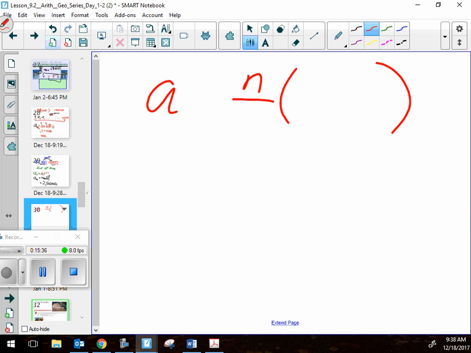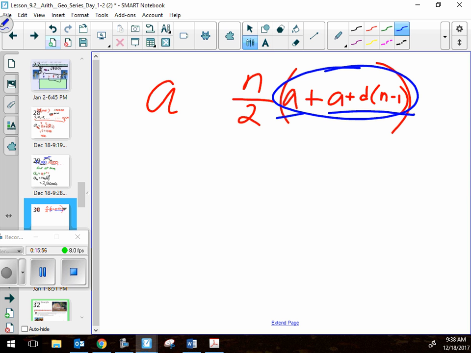Well, technically it's n divided by 2, and n was how many terms you had. And then it's a plus, what's the last term in the sequence? A plus d times n minus 1. Here's your first one, here's your last one, here's them added together, and times n over 2. So there's the formula that gives you the total in an arithmetic series.